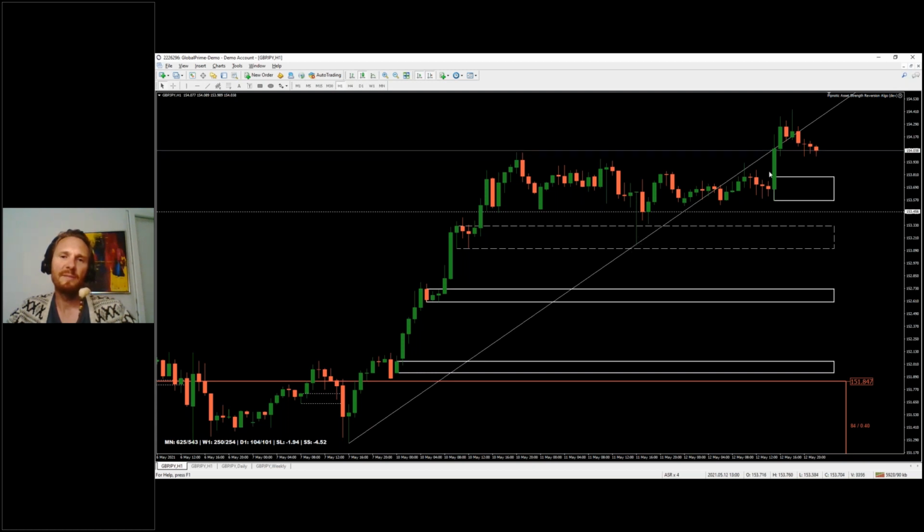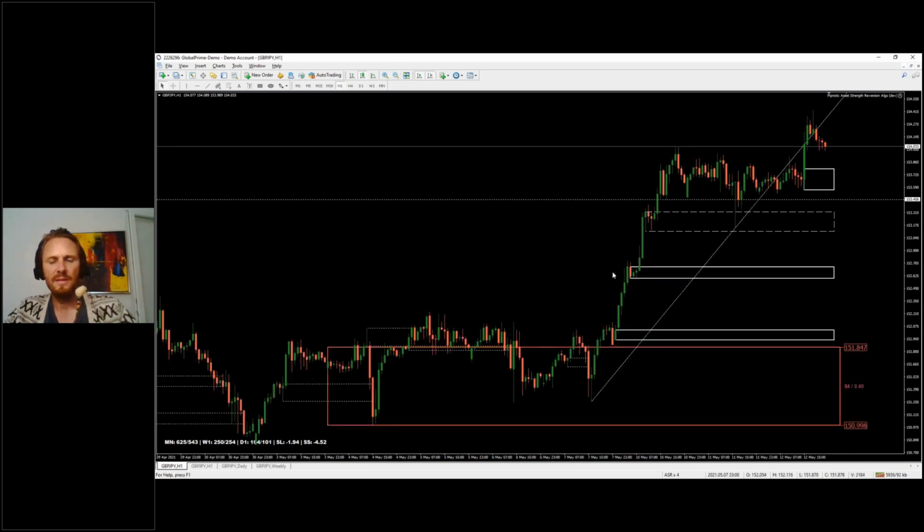Now it's gone. And so when that happens, you've got to look lower. We have this one here. And once that one has been tested, then you have to look lower. And we have this one here, and this one overlaps very nicely with this daily area.